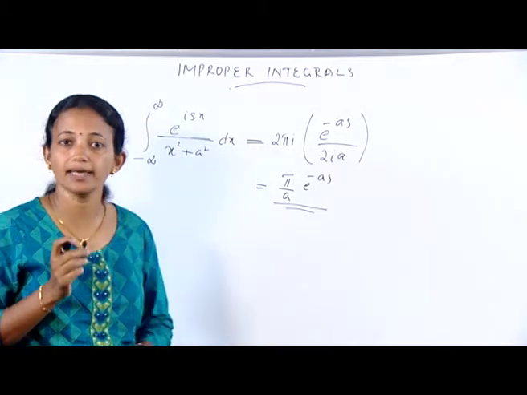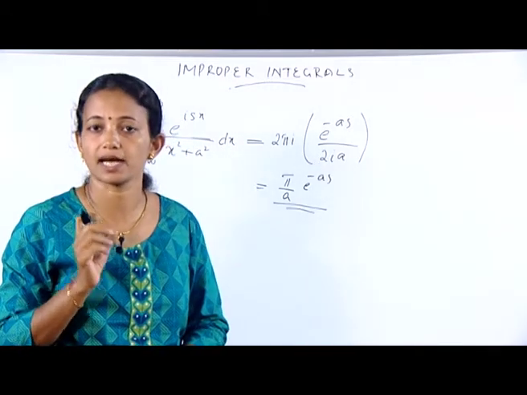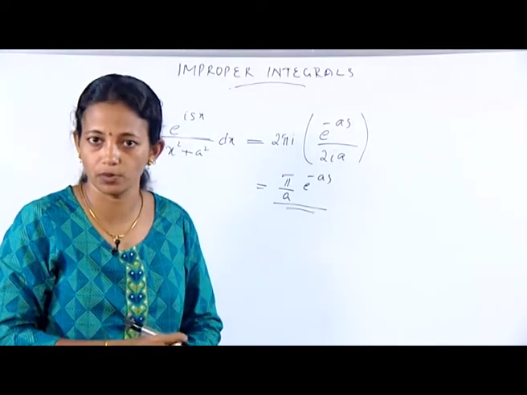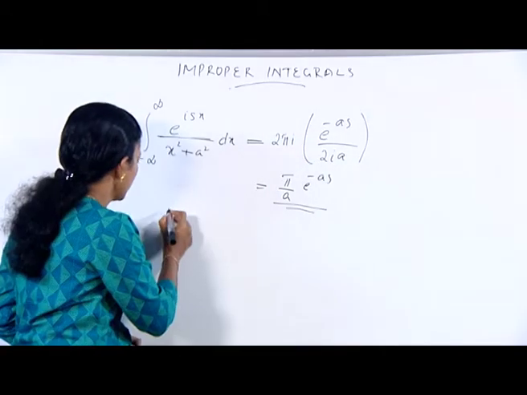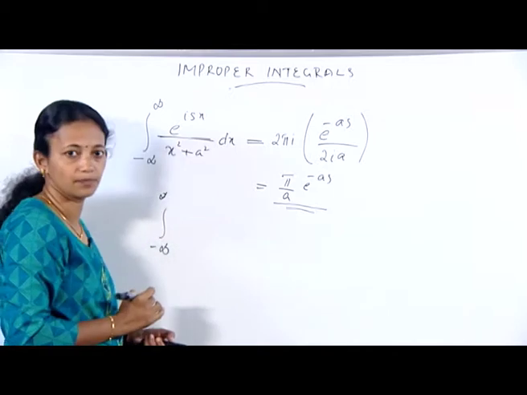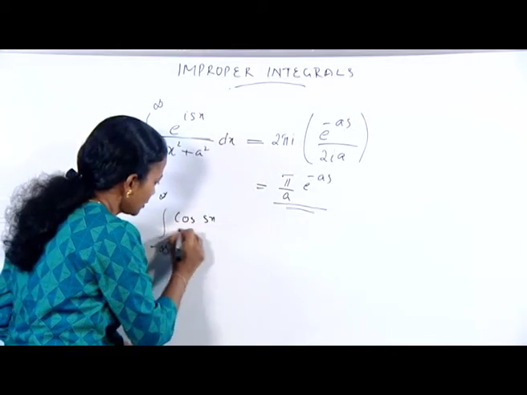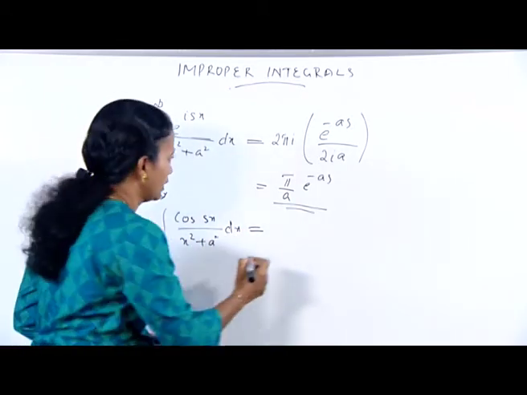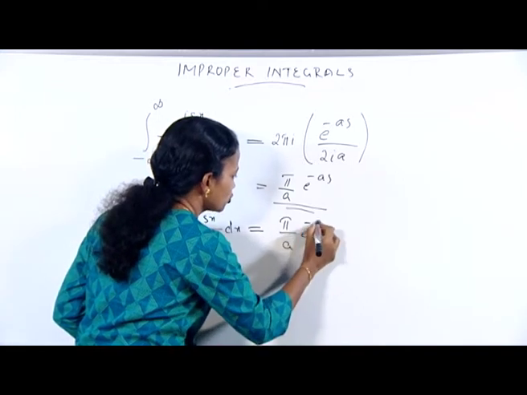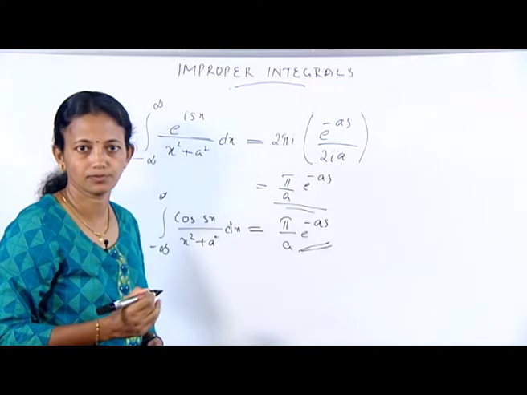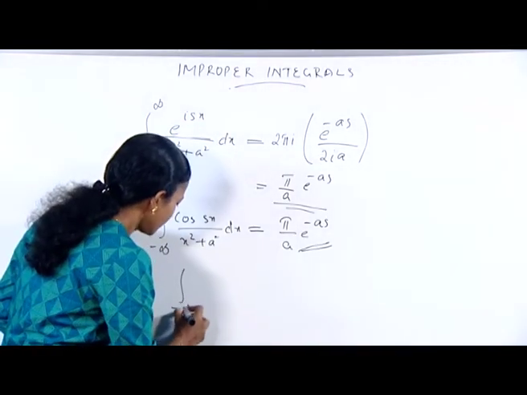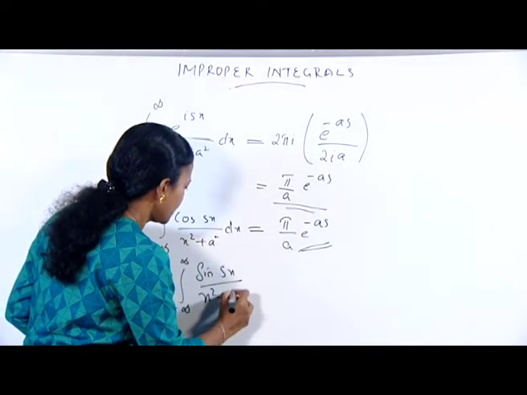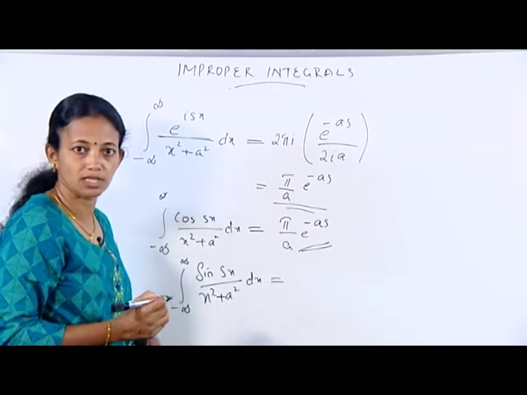Since e raised to i s x is equal to cos s x plus i sin s x, equating real and imaginary parts of the above equation, we get integral minus infinity to infinity cos s x by x square plus a square dx is equal to pi by a e raised to minus a s, and integral minus infinity to infinity sin s x by x square plus a square dx is equal to 0.